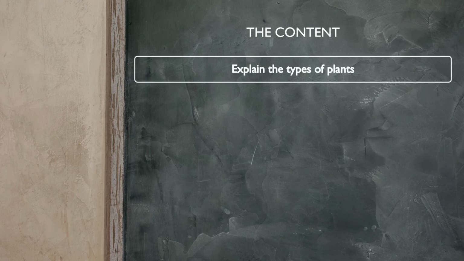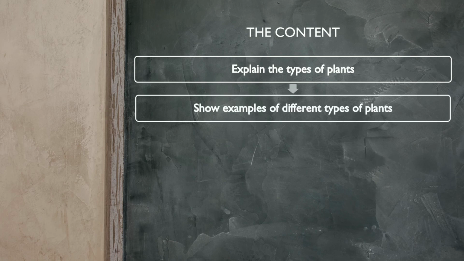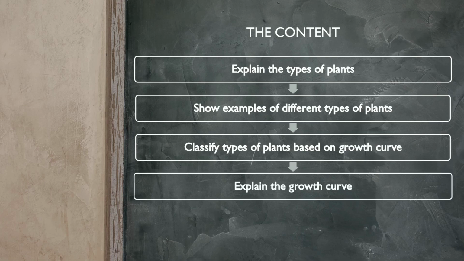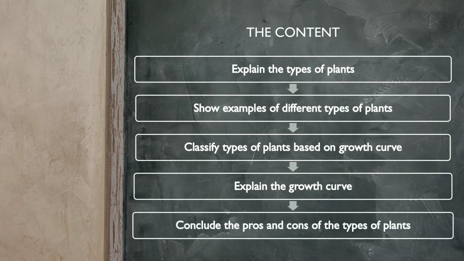First, I'm going to explain to you about the types of plant. Then I will show some examples of different types of plant. Next, I will classify it based on the growth curve, and I will explain the growth curve based on the life cycle of the plants. And last but not least, I will conclude the pros and cons for each type of plant.